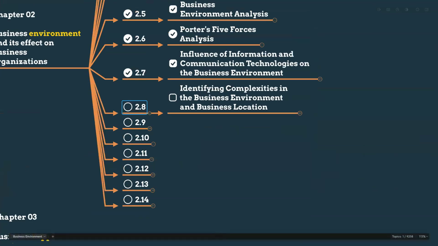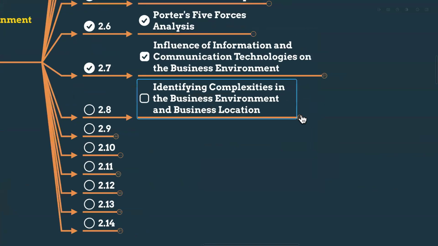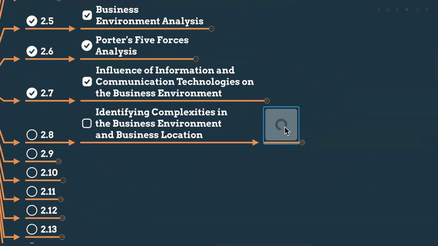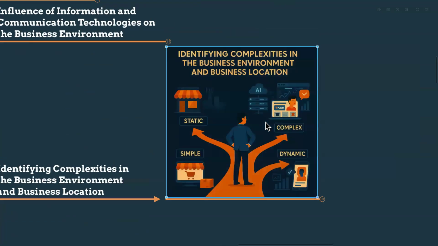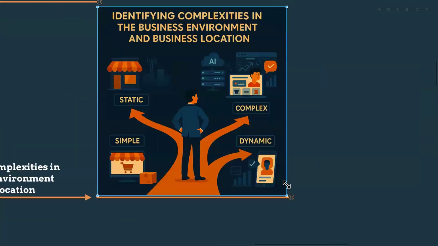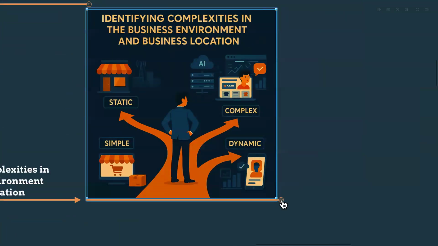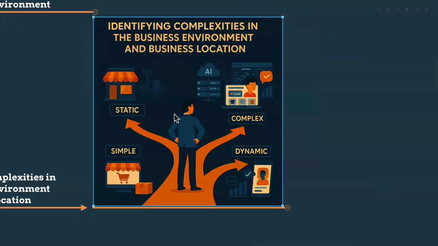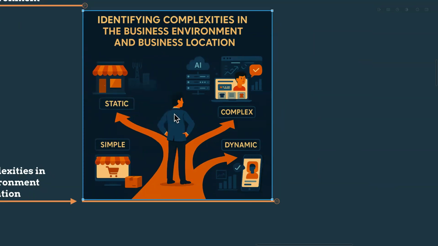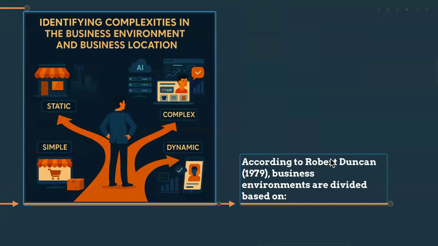And let's talk about 2.8, identifying complexities in the business environment and the business location. How are we going to identify the complexities in our business environment, especially in our business location? What this means, my dears, is that we are going to understand how complicated or simple a business environment is, right? Sometimes we will have a static environment, complex environment, dynamic environment, or simple environment. Let's talk about it a little bit.